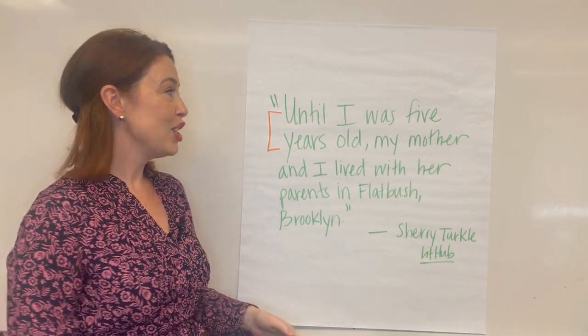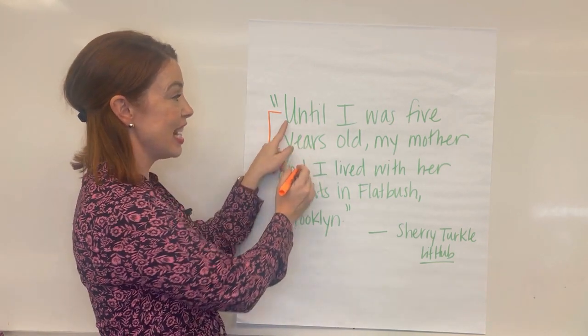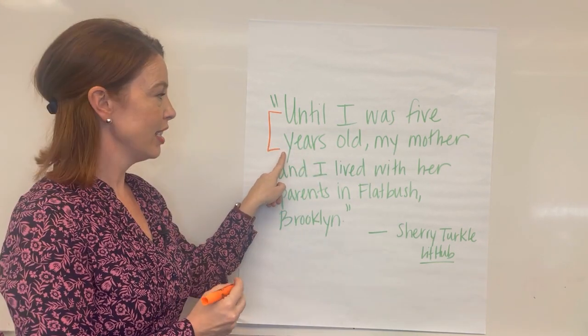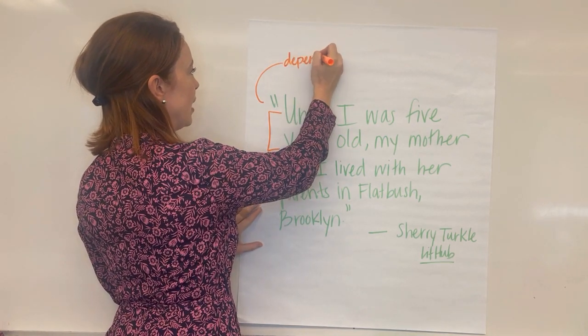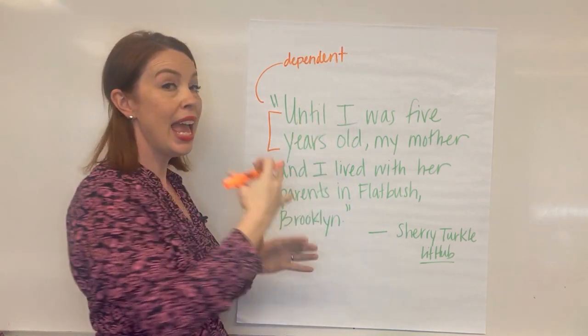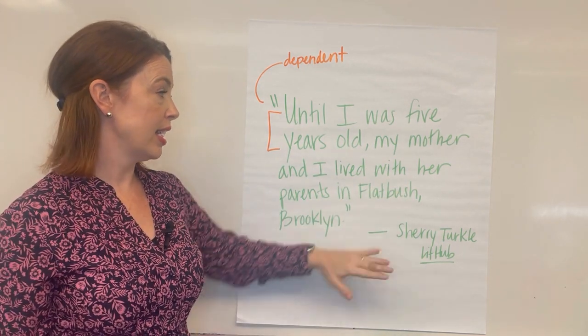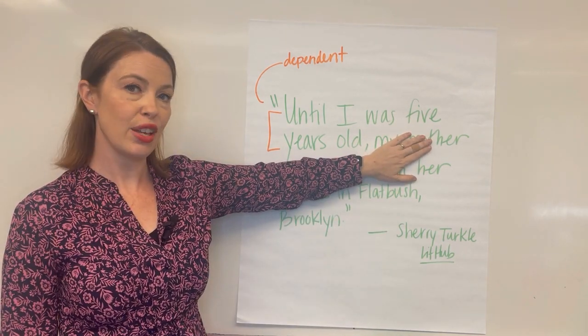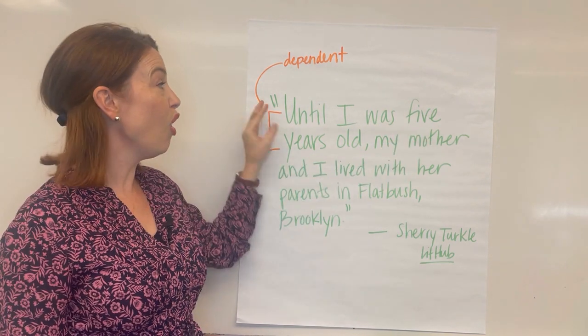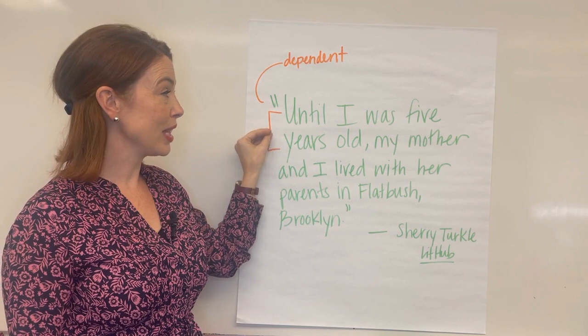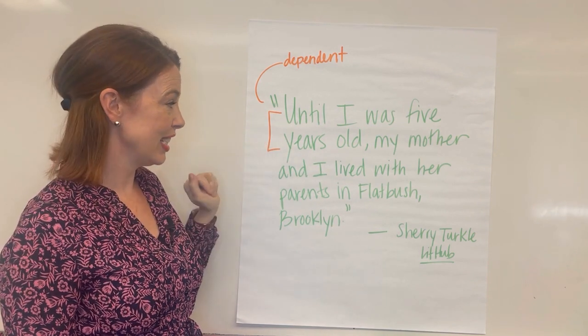The other thing you should notice is that this is not a complete thought. We call that a dependent phrase or a dependent clause. It depends on the rest of the sentence. So this could not stand alone. Until I was 5 years old. It's not enough. All opening with context phrases are like this.